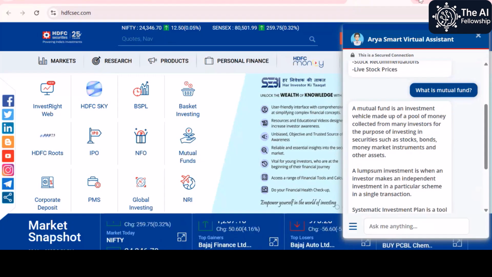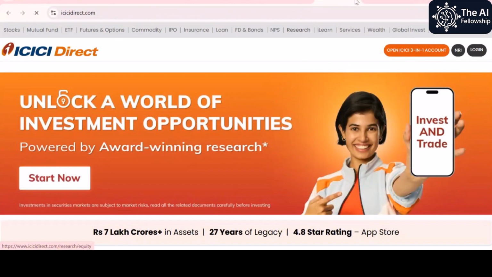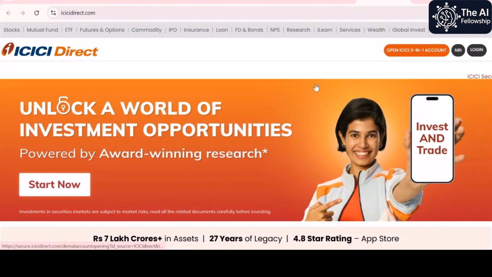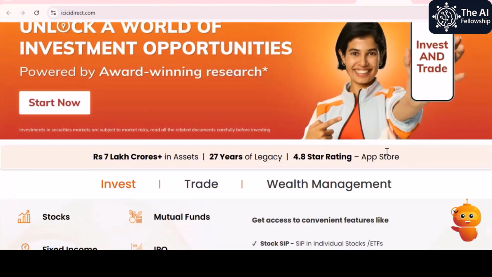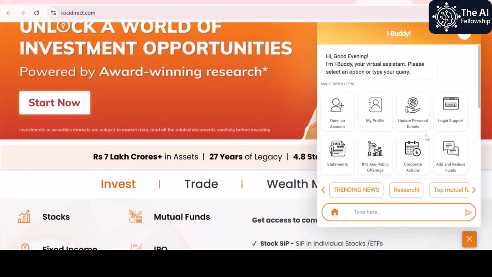Then ICICI Direct, which is also very large, among the top 5 stockbrokers in India. They also have a very nice chatbot similarly. These are large fintech companies, and we are talking about accuracy. They have made their chatbots more than 90% accurate. Same, you see, it shows so many preloaded questions, the common FAQs that the client has. So I guess now I've answered a lot of questions about what goes into building a chatbot.